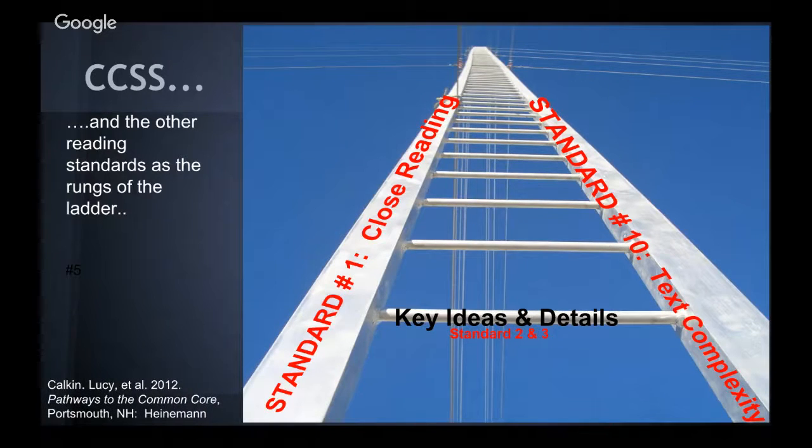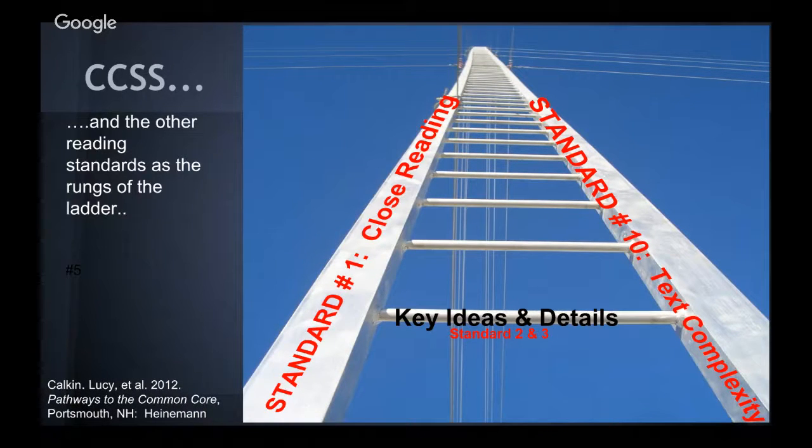We've got the clusters of the reading standards, and how they go up the ladder is a great visual for how the bottom standards are going to be your easier ones, your more basic ones, and they increase in rigor as you go up the ladder.